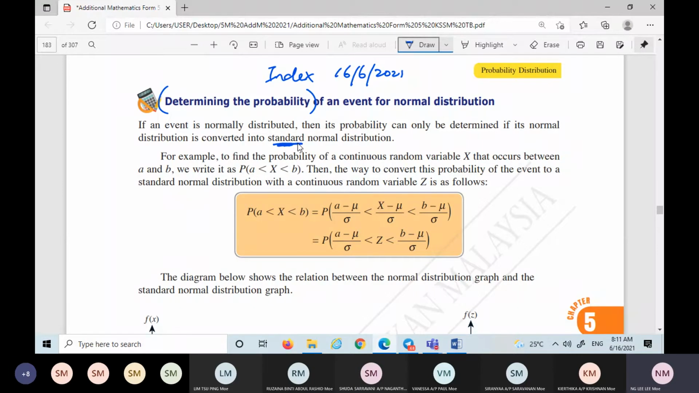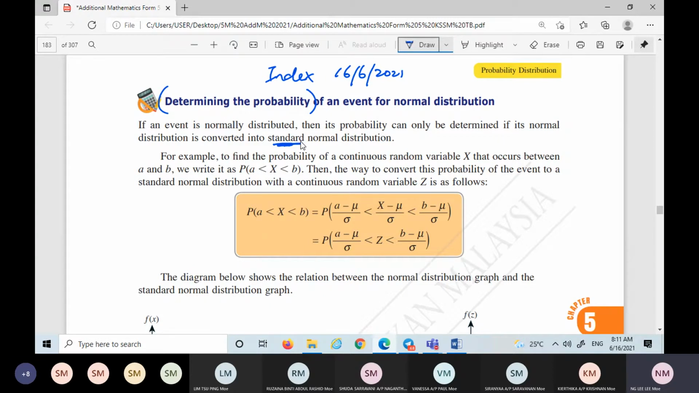But actually, some advanced calculators, if not mistaken, the white color one, anyone having the white color calculator, I think they can do it. You don't have to convert into this standard normal distribution. They can key in for any normal distribution, any mean, any standard deviation, and give you the answer for the probability or the area under the curve.